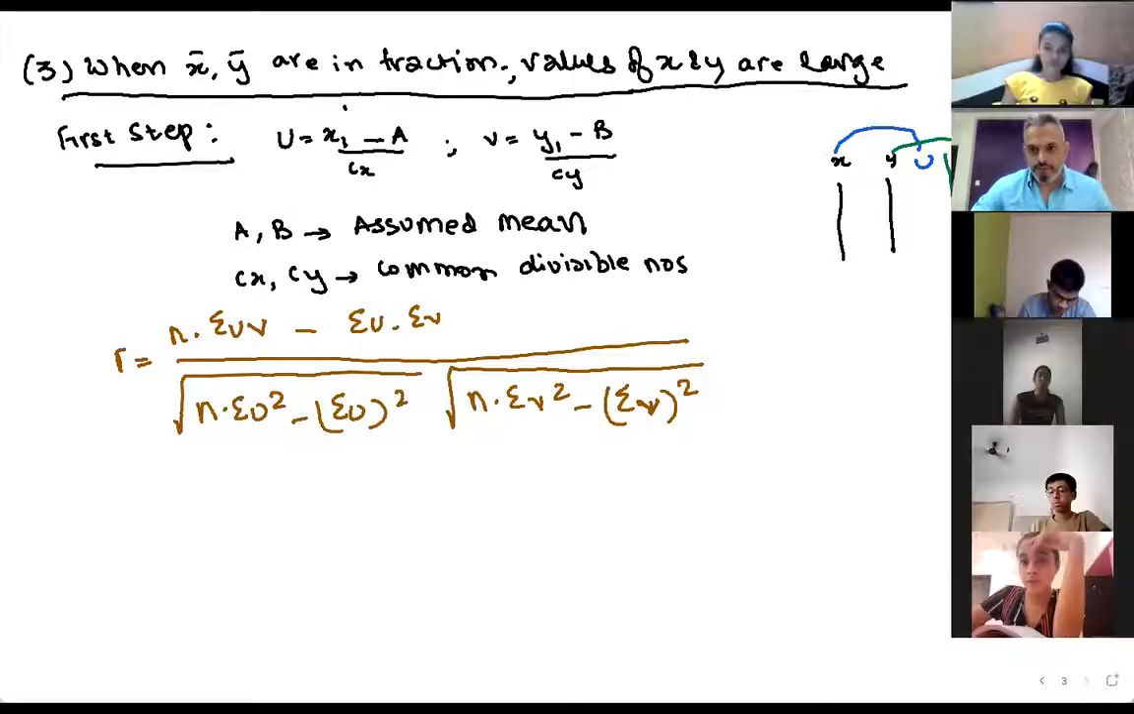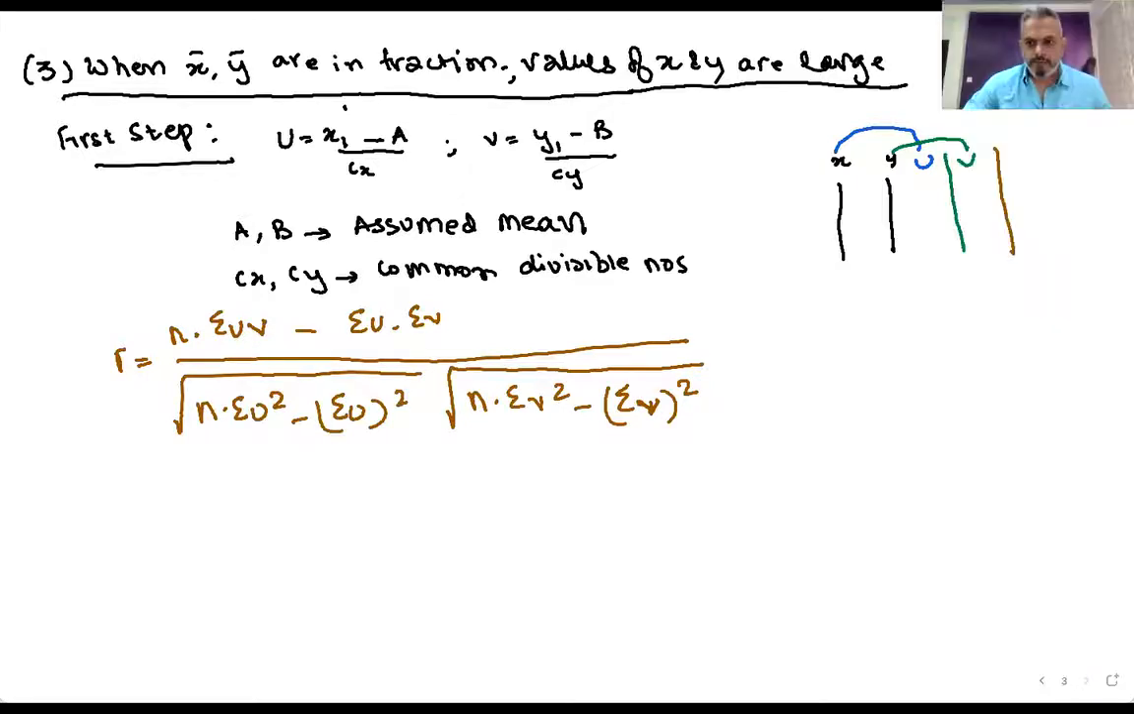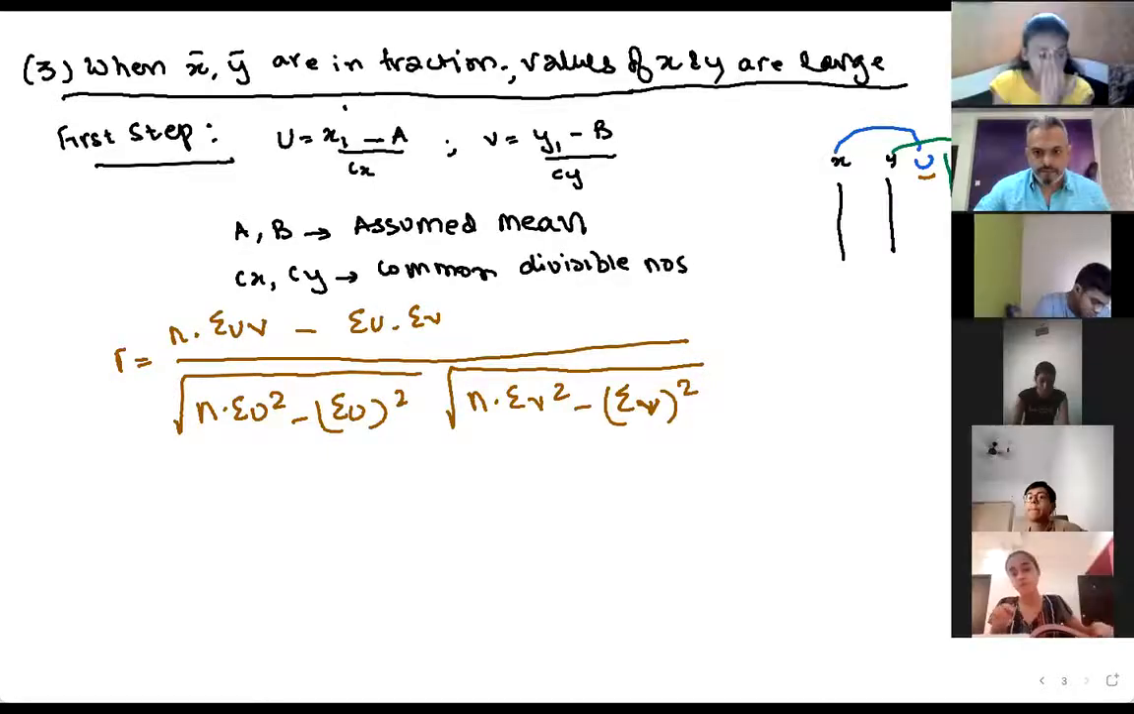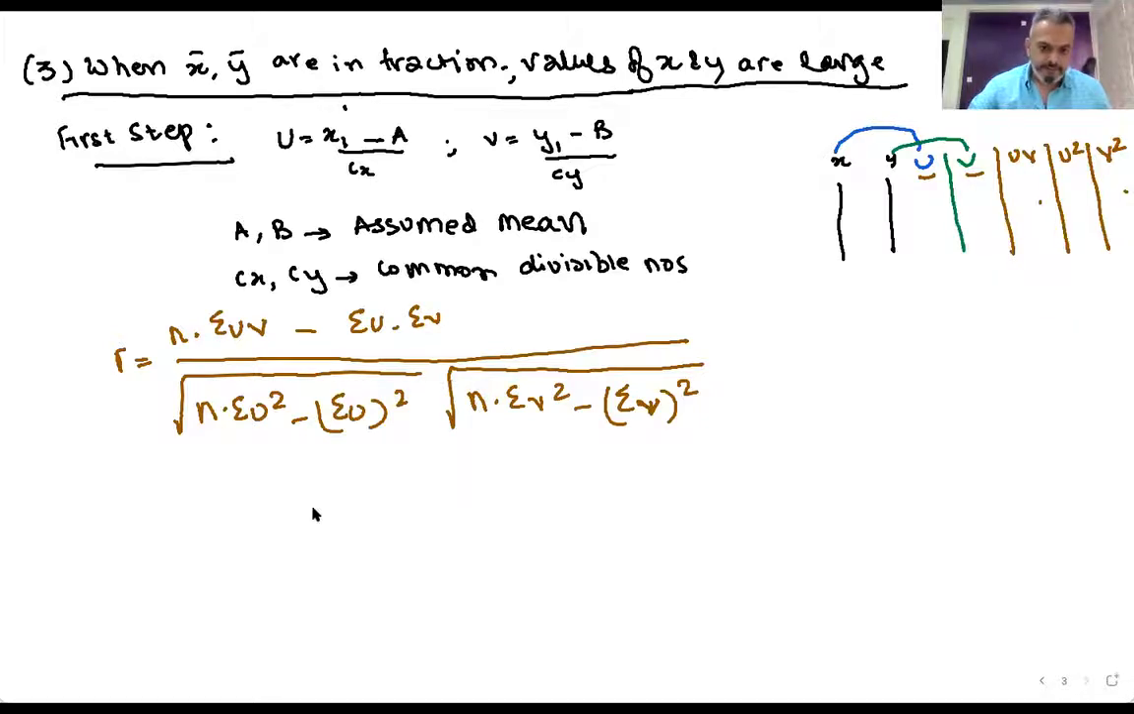Now let's see the columns. So now you have u, you have v, so you have u into v, uv, then you have u square, and then you have v square. So these will be the columns. 1, 2 will be given, 3, 4, 5, 6, 7. Very important formula, expected for 5 marks in your board exam.